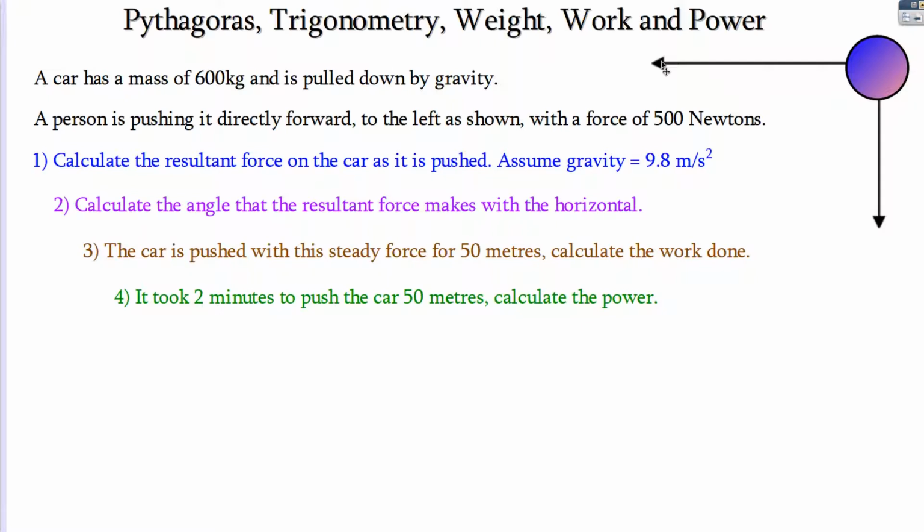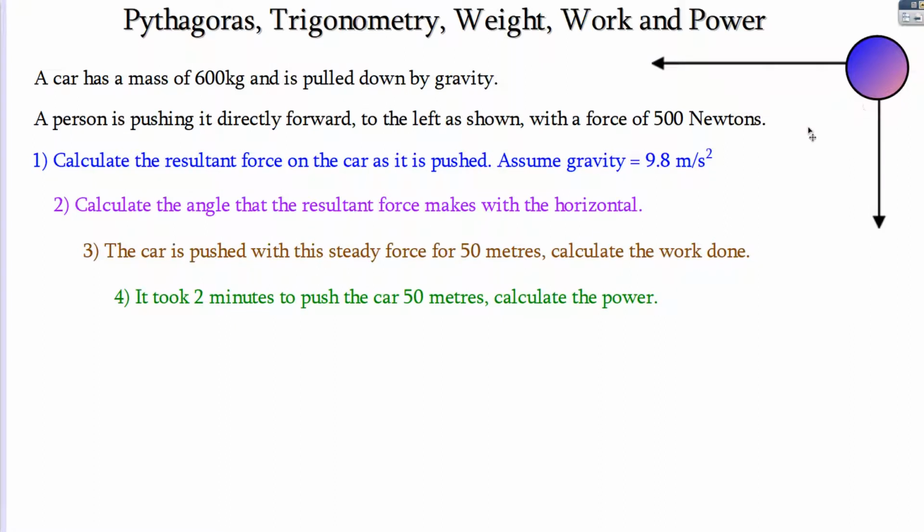And the question's saying, like, this is similar to an exam question, but there's a few extra bits put in to tie in work done and power. So if you remember from the last Zoom, we did a similar question. But the first part is calculate the resultant force on the car. It's pushed as it's pushed. So it's got a force this way by the pushing, but it's got a force downwards from gravity as well. So the combination of the left force, as we look at it, and the down force will be a diagonal force. So we'll work that out.